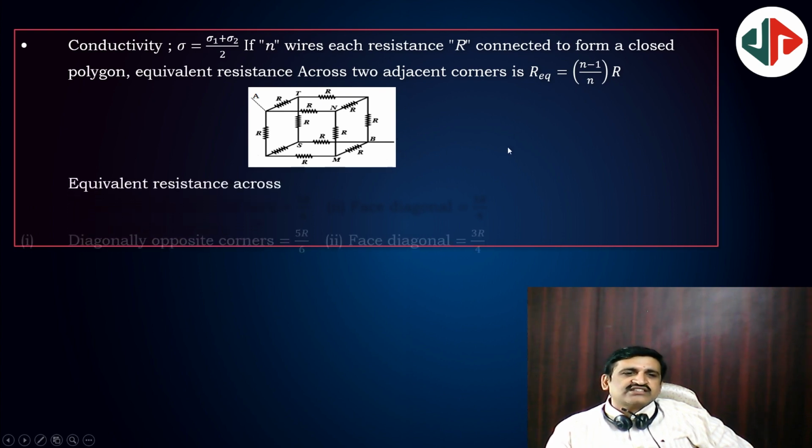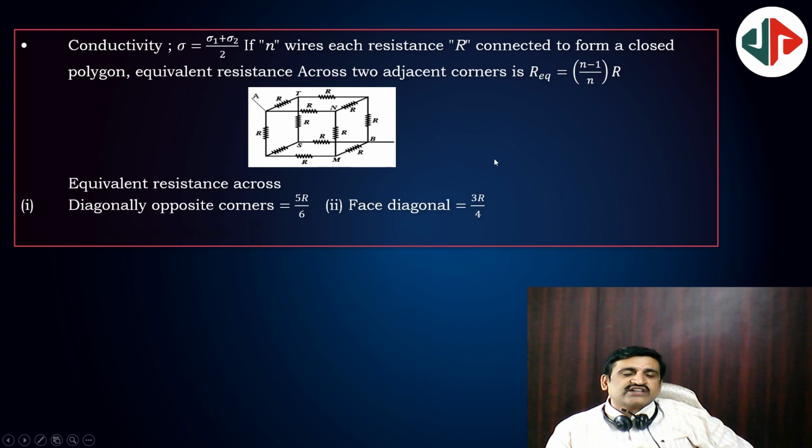And equivalent resistance across the diagonally opposite corners 5R by 6. Face diagonal 3R by 4. These are all so many times frequently asked questions. Two adjacent corners 7R by 12.